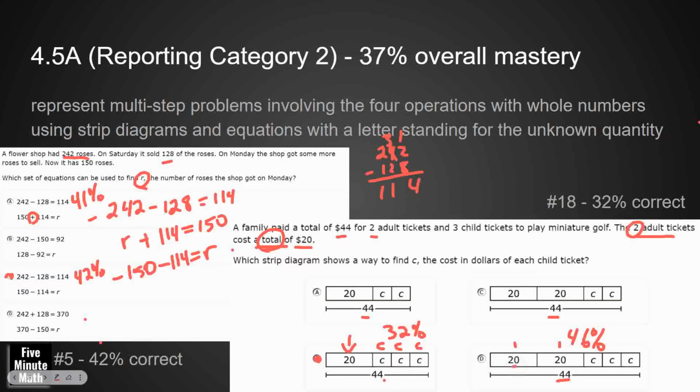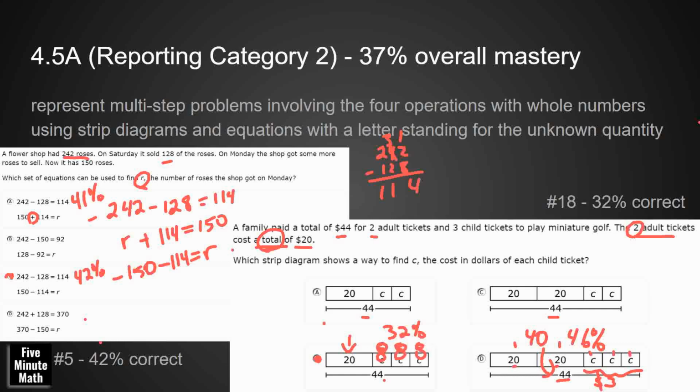If we did 20 and 20, that's 40 bucks. Okay, so that only leaves $3 to split among the three kids. That doesn't make a lot of sense if you're going to buy tickets for a $20 adult ticket and a $1 child ticket, right? This leaves 24 bucks, so this actually equals $8 each, okay?